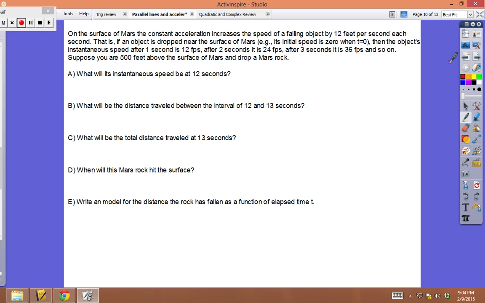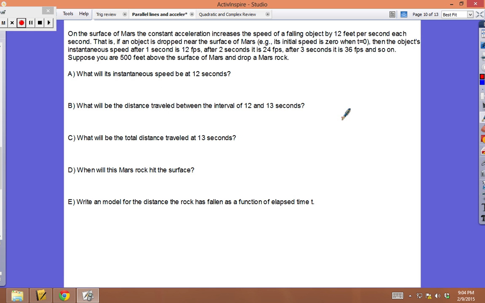Okay, so that's kind of it for the geometry. Now back to quadratics. Acceleration. So on the surface of Mars, constant acceleration increases by 12 feet per second every second. So suppose you're 500 feet above the surface of Mars. What will its instantaneous speed be at 12 seconds?